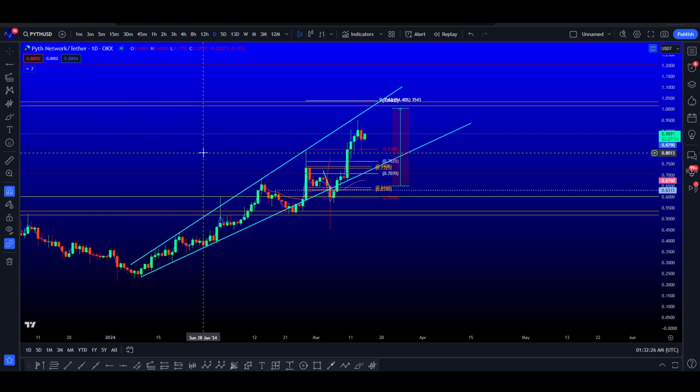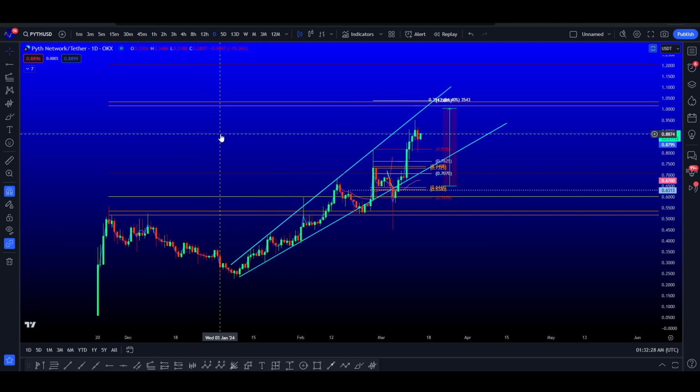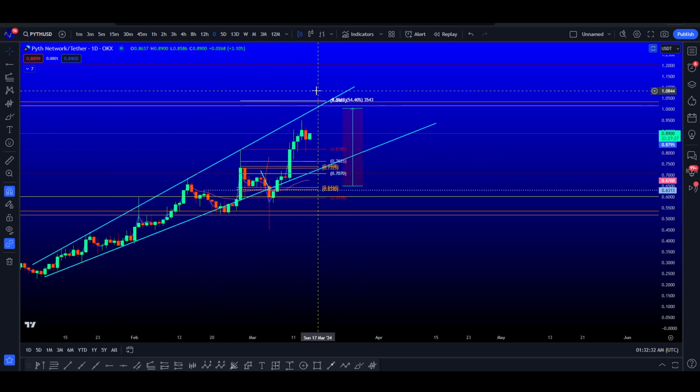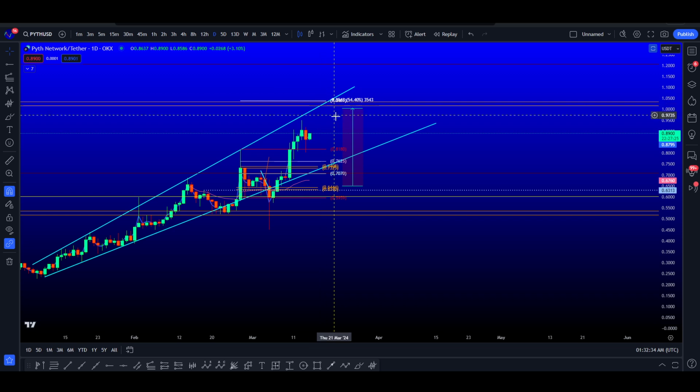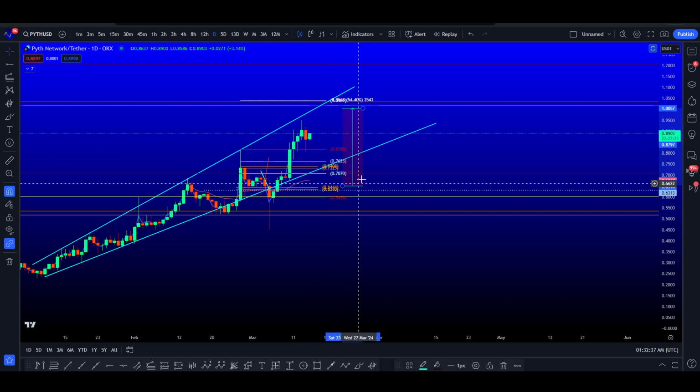So today I wanted to go back over Pyth Network, USDT on the OKX chart. I did an update on this project a few weeks ago. Let me go ahead and remove some of these points. Before, price was somewhere around here. I was expecting higher prices to come, and that's exactly what came, right?